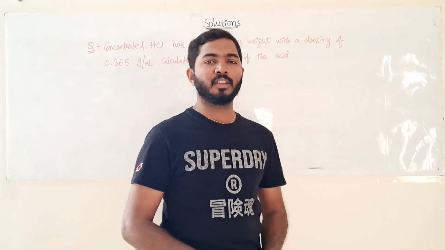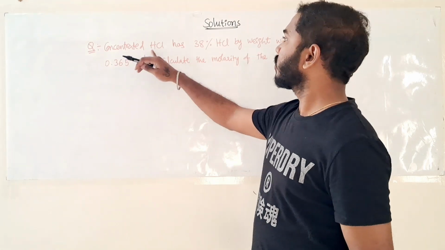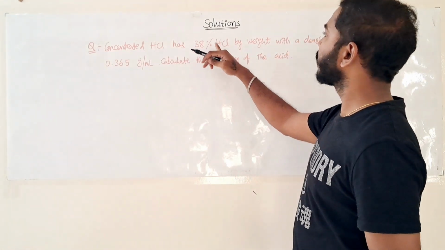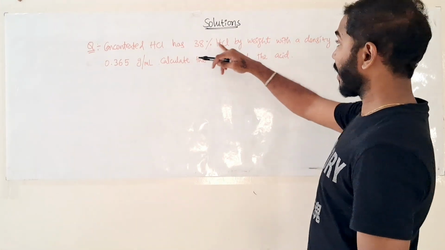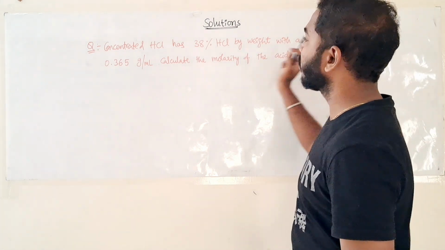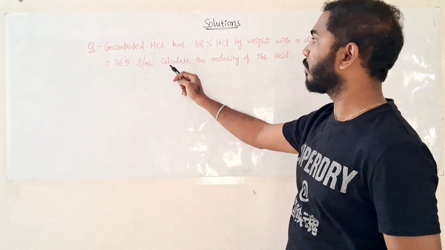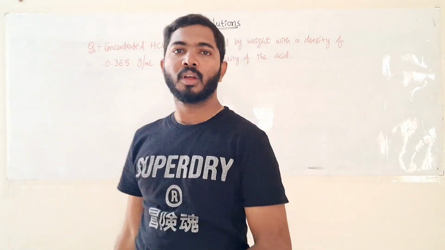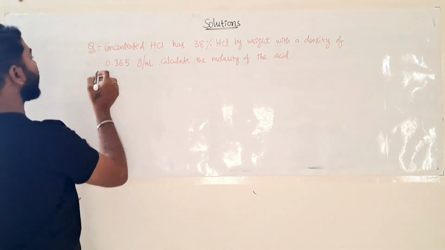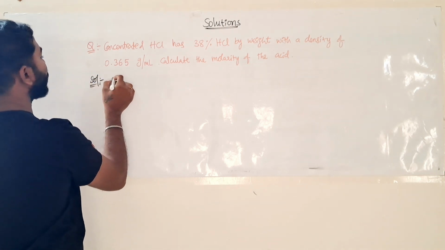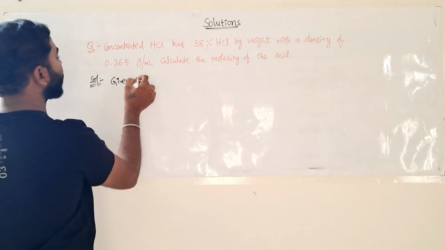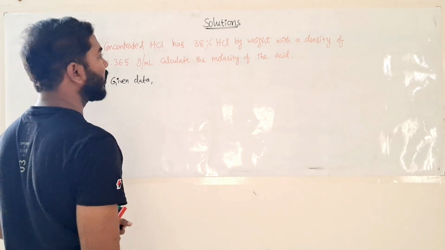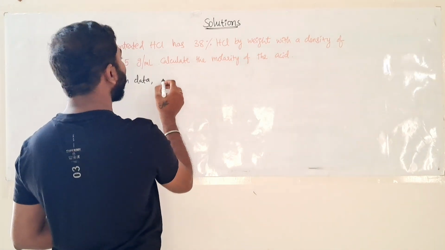So this is, let's see the next question. Concentrated HCl has 38% HCl by weight with a density of 0.365 gram per ml. Calculate the molarity of the acid. So the question is very clear, let us just try to write down the given data so that we can understand. So calculate the molarity of the acid.